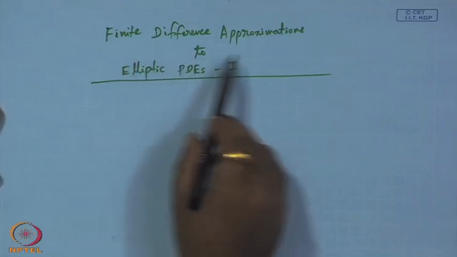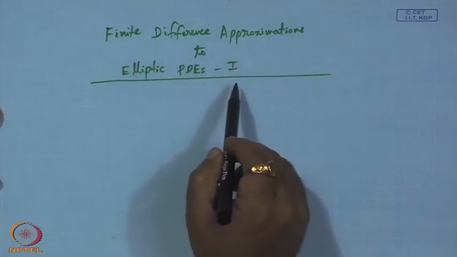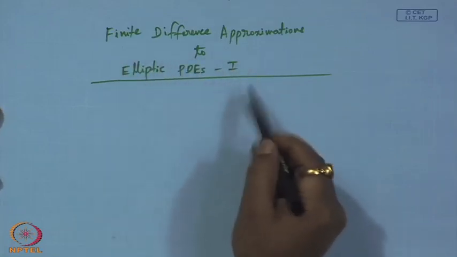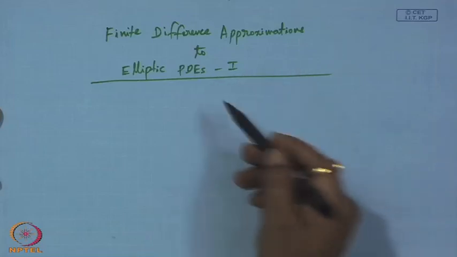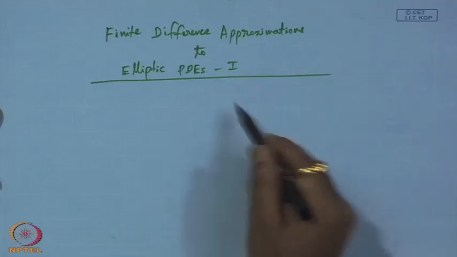Hello, welcome back. So far we have learnt in the last few lectures numerical approximations to parabolic PDE. So, today let us start another class of partial differential equations, that is elliptic. As the title suggests, finite difference approximations to elliptic PDE is 1. In the following lectures I will put 2 and 3, depending on the topics.